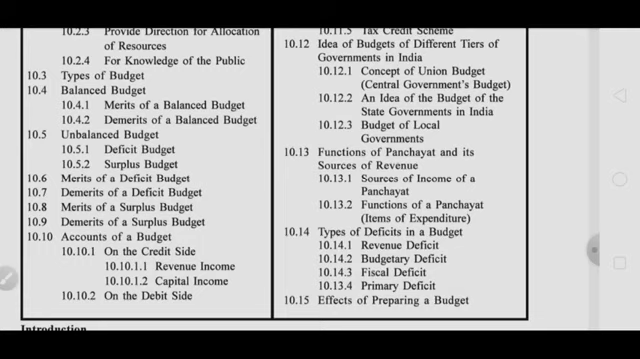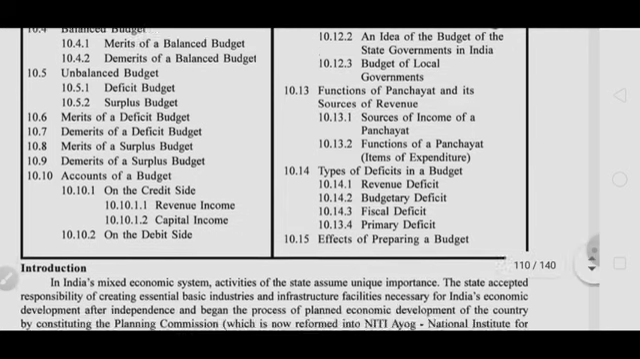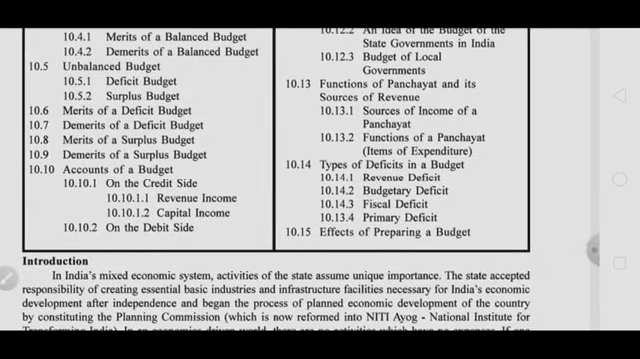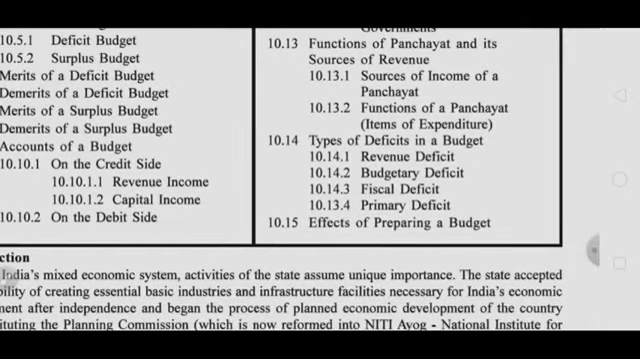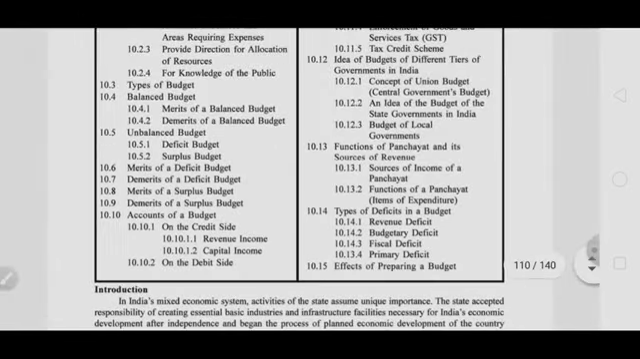Then in point number 13 we will discuss the functions of panchayat and the sources of revenue for panchayat, and lastly we'll discuss the types of deficit in a budget. These types are very important from the point of view of a macroeconomic variable, because through these four different deficits you will be able to understand what a deficit is and how it affects the Indian economy. Lastly, we'll discuss the effects of preparing a budget.